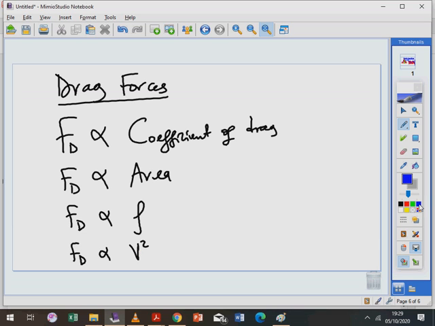So to combine all of these ideas, this is the equation for force of drag. You're not required to show how it comes about at this level, you're just required to know it and to use it. The drag force in a fluid is equal to half the coefficient of drag, times density, times area, times V squared.